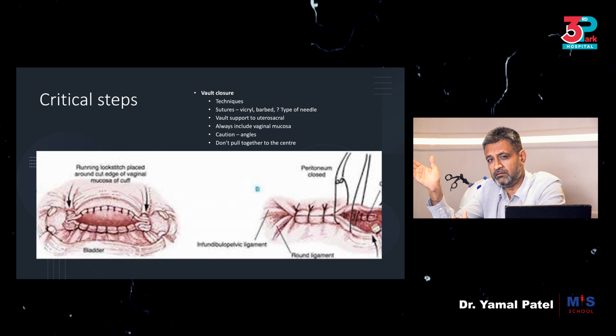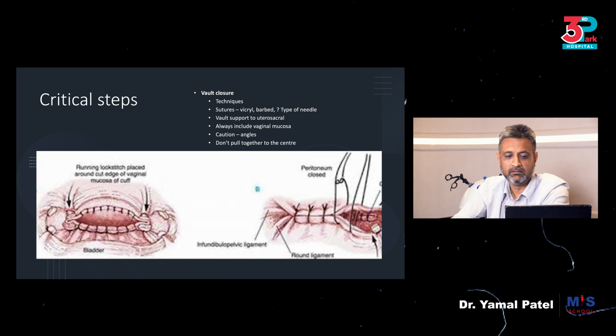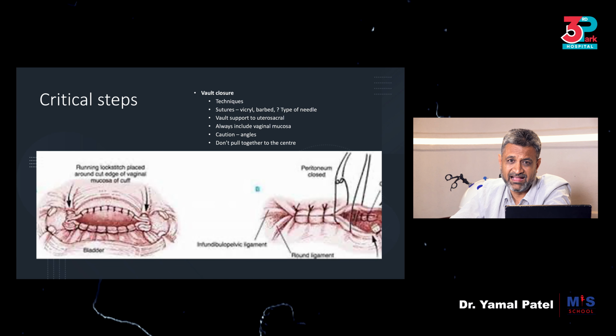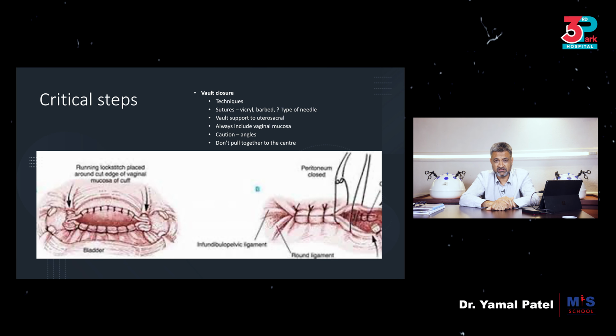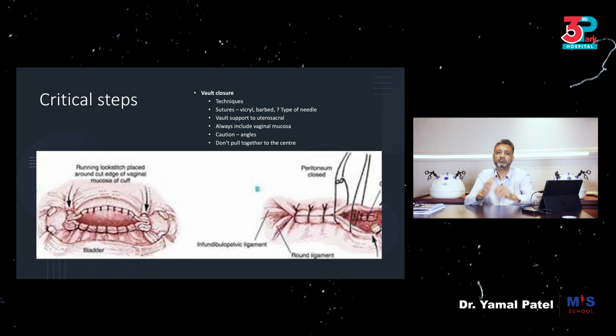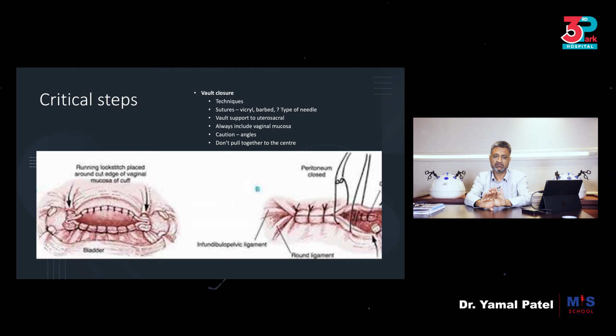So angle, close the middle. You could do it as an interrupted suture. You could do it as a continuous suture, which is continuous, not locking. Don't pull together the vault into the center. So very important, don't tie them up into the center. It does cause dyspareunia in these patients later. So having it closed as a whole seal is better than having this and this tied in the center.